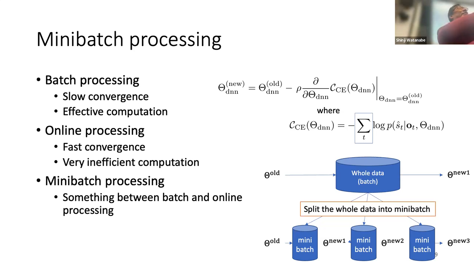And actually, this is the most important part of getting reasonable performance. So please remember that this one is one of the most important hyperparameters in deep neural networks.